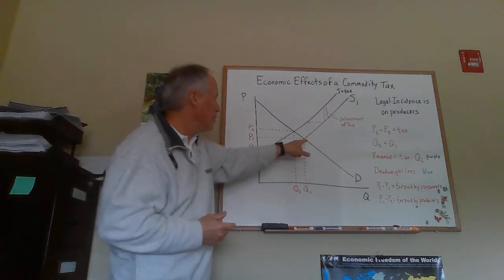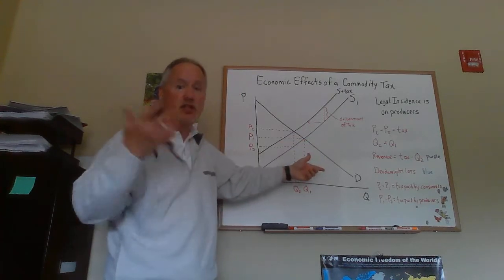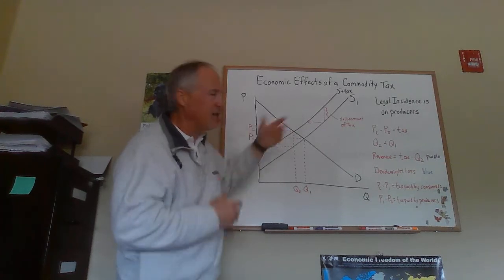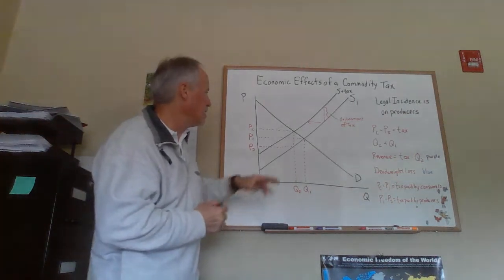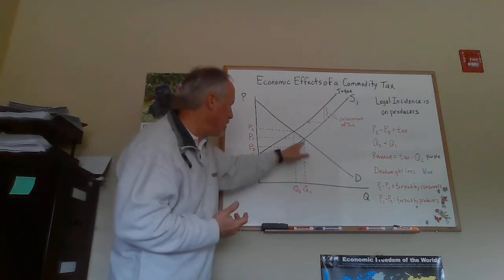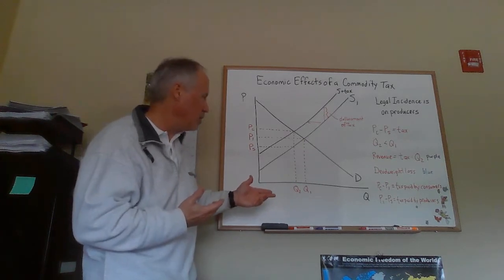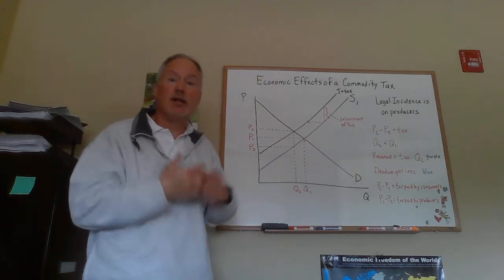And we have two equilibria. We have an equilibrium here where S1 was intersecting the demand curve. That's the pre-tax equilibrium. And then we have the equilibrium here where the supply curve with the tax intersects the demand curve. So we'll have a new equilibrium when we want to compare these two equilibria. So Q1 and Q2 are the different equilibrium quantities. We can see that the quantity is less.